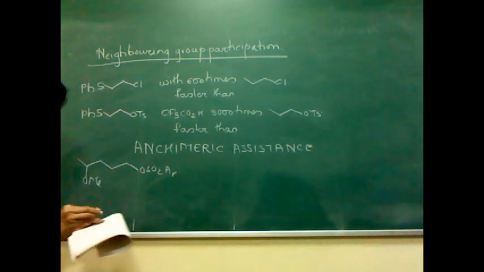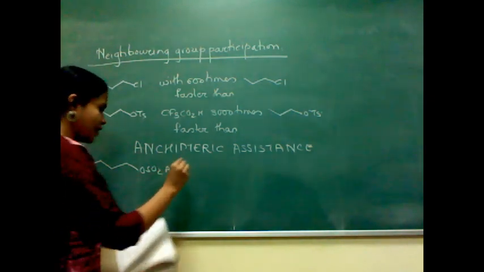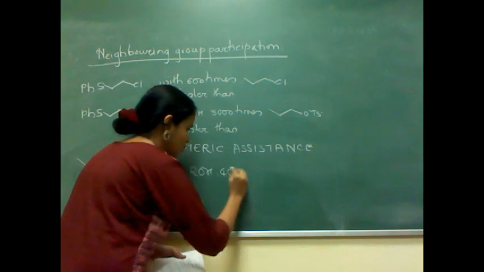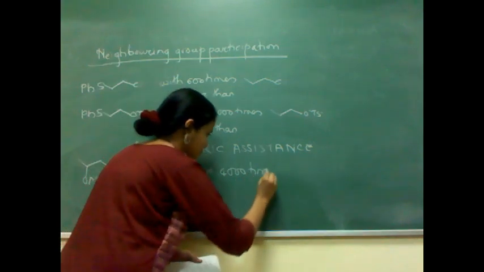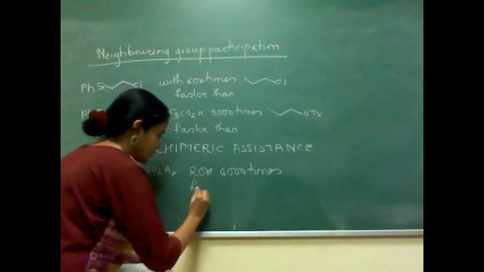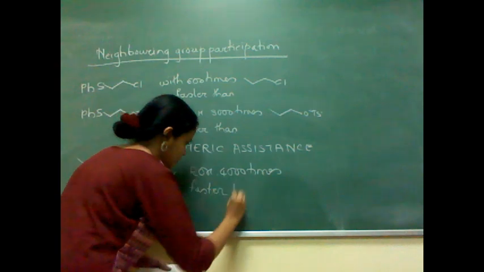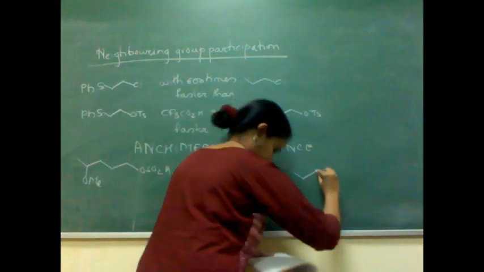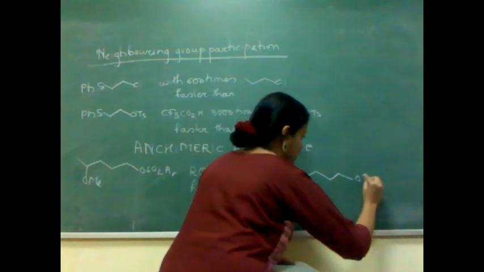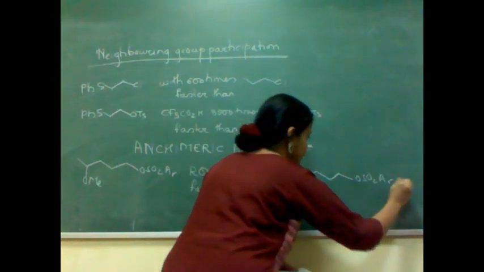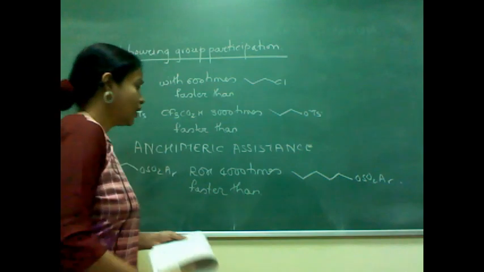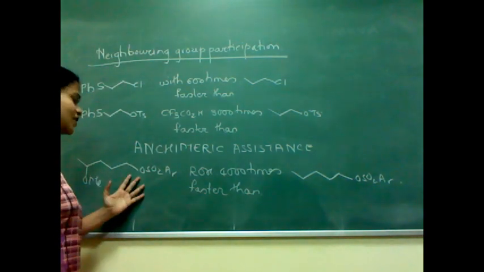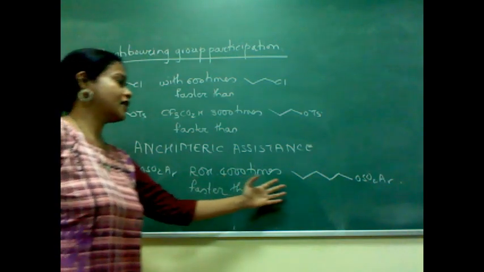Now this substrate contains a methoxy group. It reacts with alcohol 4000 times faster than this one. Now what you can see in this particular thing is why this particular substrate is reacting faster than this.